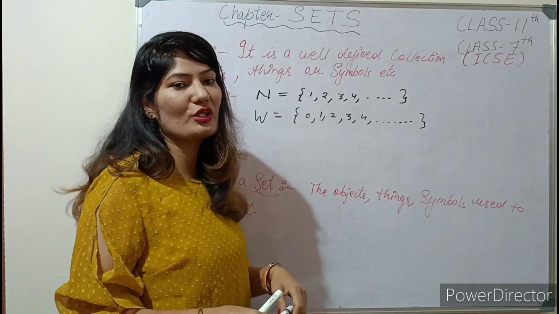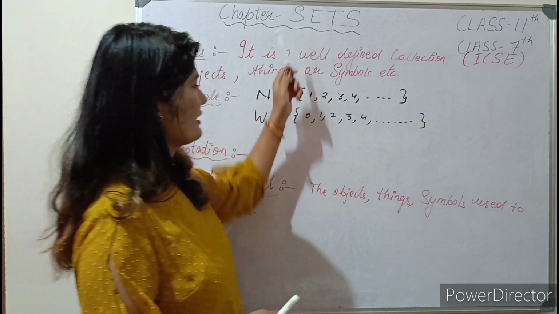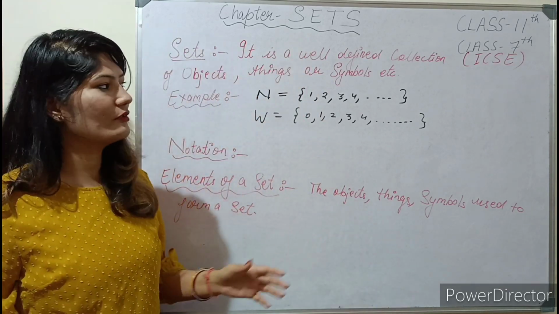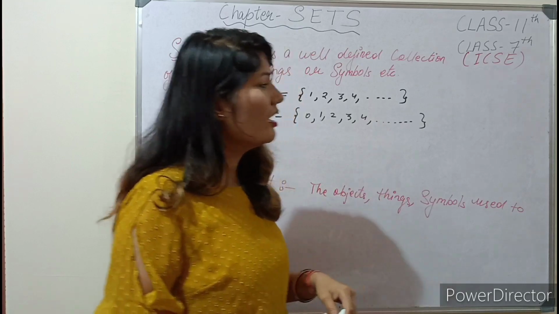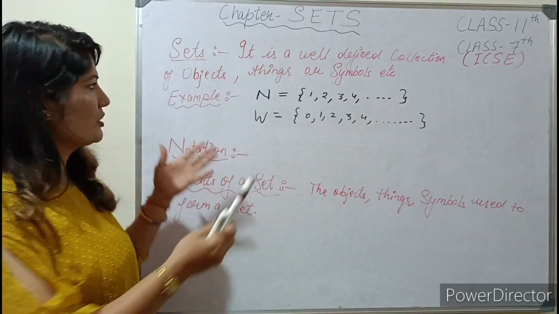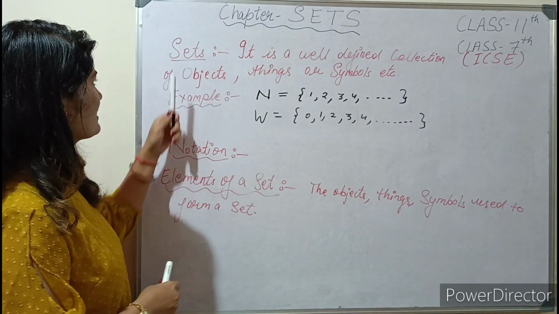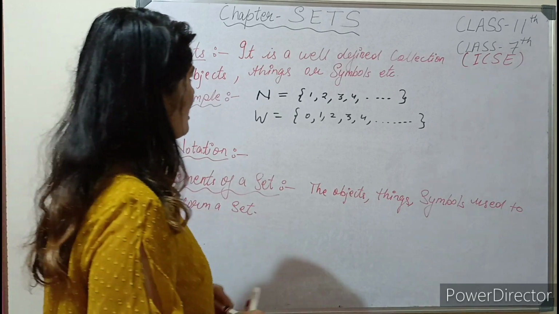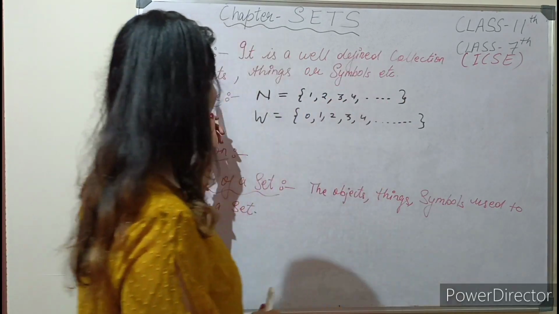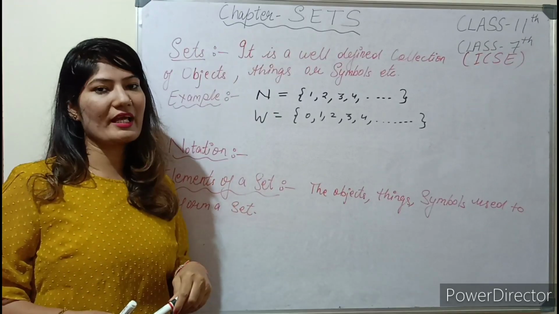So today in this video I am going to start a chapter, Sets, and it is an important chapter for class 11th NCERT and for class 7th ICSE. So let's get started. So basically, what is a set? It is a well defined collection of objects, things or symbols, etc.